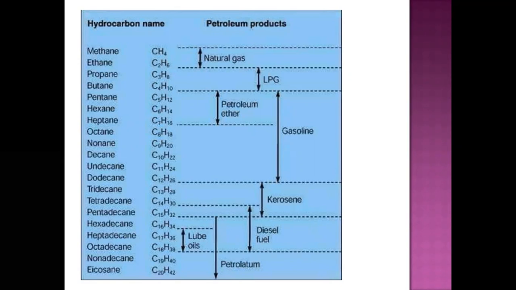It contains carbon number 3 and carbon number 4. That means it is a mixture of propane and butane. Also, it contains isobutane. CNG, that is compressed natural gas, and LNG, that is liquefied natural gas, contain the lower members of alkane from C1 to C4.